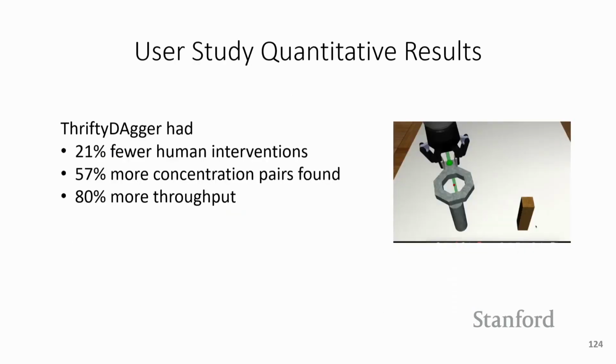And what I think is even more cool, if we look at the quantitative results, we found that compared to the next best baseline, ThriftyDAgger had 21% fewer human interventions. And so this allowed the human to do their task better. They got 57% more concentration pairs found. But there was this really cool synergy where we actually had the robots doing better as well. Because the robots were actively asking for help at the right times, the human was able to do their tasks better, and the robots were able to get more throughput as well.